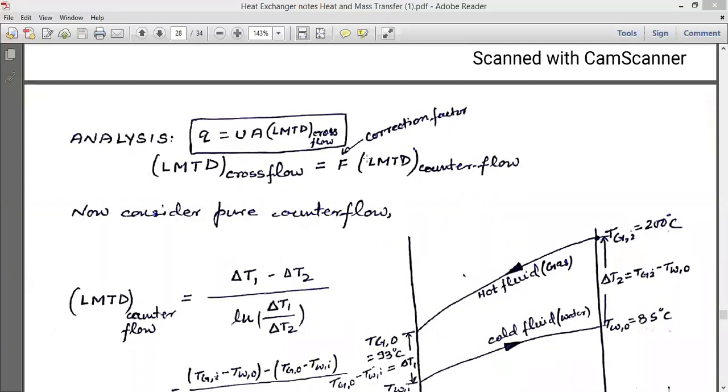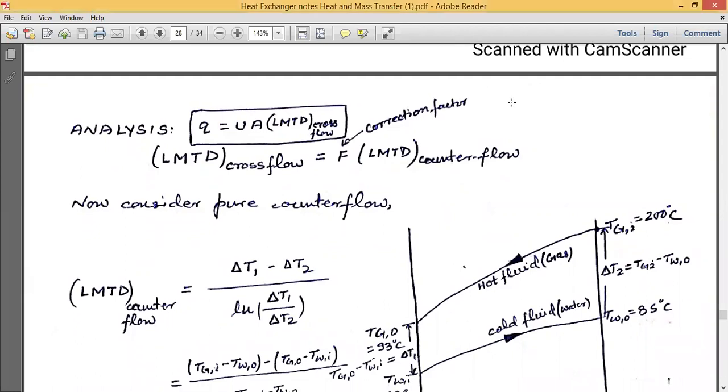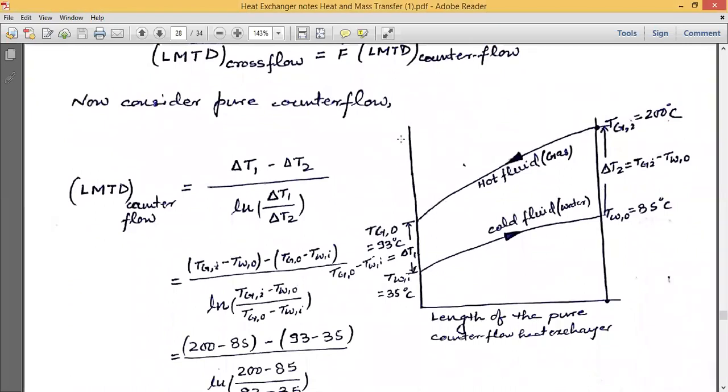That means hot fluid as well as cold fluid are assumed as flowing through the counter flow. So we will assume pure counter flow, and we are showing the temperature variation. Counter flow means the hot fluid as well as cold fluid will be moving in opposite direction.